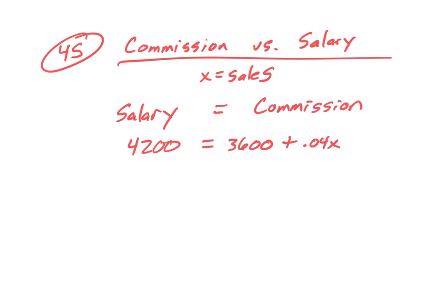The hard part is getting it set up. If I have to solve this one, is this one a hard one to solve? No, it's just a two-step equation, right? But the hardest part is to get it set up. So I'm going to subtract 3,600 from both sides. And then we're going to divide by 0.04. So 600 divided by 0.04.